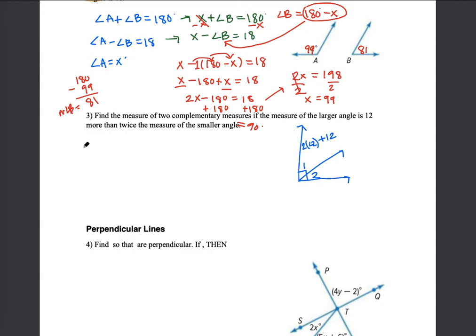Okay, so I can rewrite this over here. So the measure of angle 1 is equal to 2 times the measure of angle 2 plus 12, and I don't know what the measure of angle 2 is. That's just angle 2.